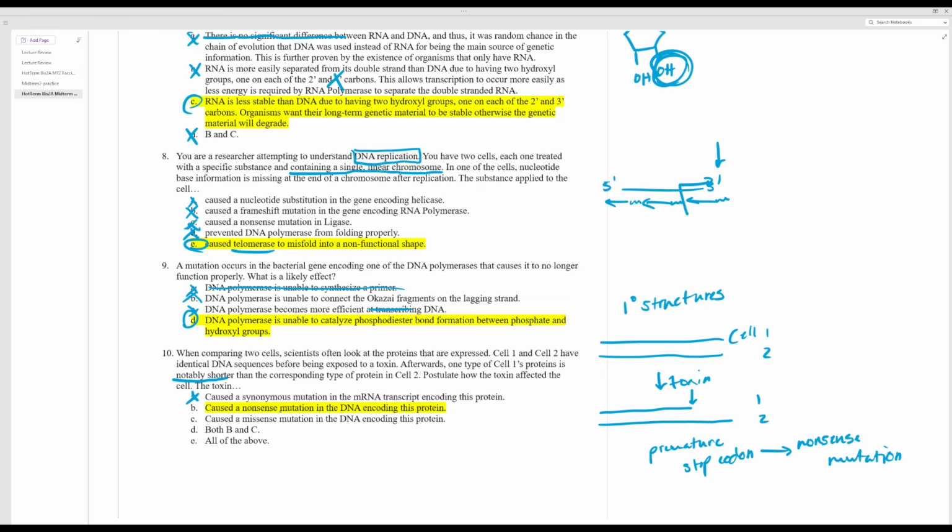B, cause a nonsense mutation in the DNA encoding this protein. This is what we talked about. Premature stop codon, aka nonsense mutation. C, cause a missense mutation in the DNA encoding this protein. Missense means one amino acid is substituted for another. And remember, stop codons are not amino acids, so saying a missense mutation is amino acid to a stop codon is not a thing, right? That's a nonsense mutation. So the answer is B.